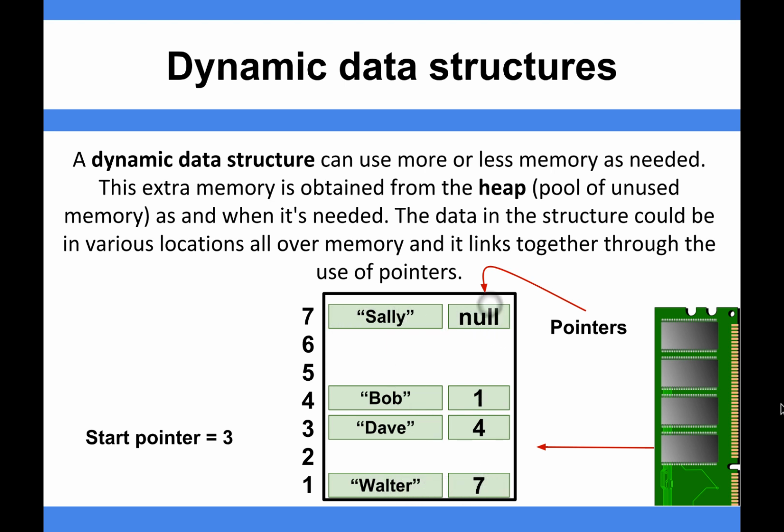And Sally's got a pointer, which is called a null pointer, which means that we're at the end of our dynamic structure. So you can store data like this in what's known as a dynamic data structure, and it uses more memory because we need extra pointers. Okay, there are advantages and disadvantages to this, but we'll go through that in the next video. We're just going to go through here the understanding of pointers and how to do some of the more basic operations on a dynamic data structure.